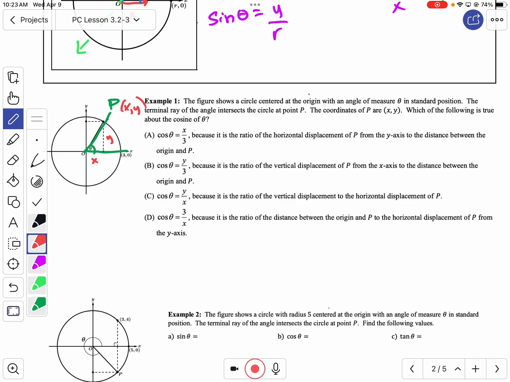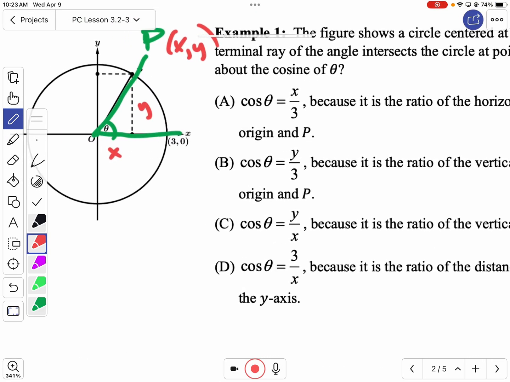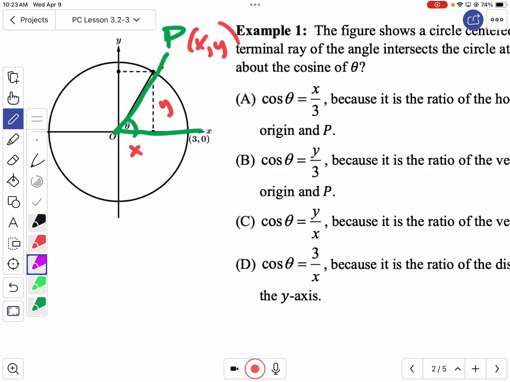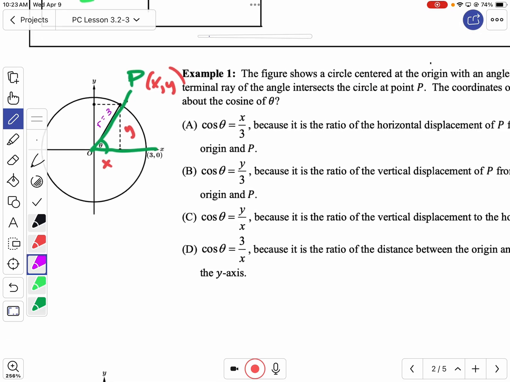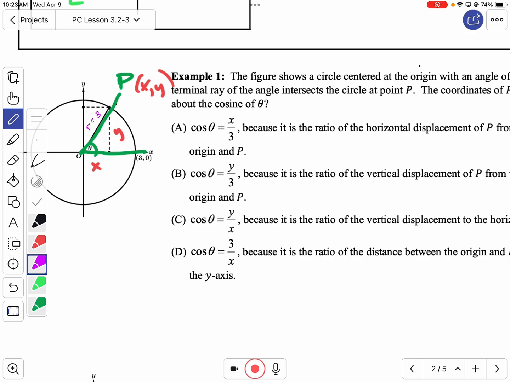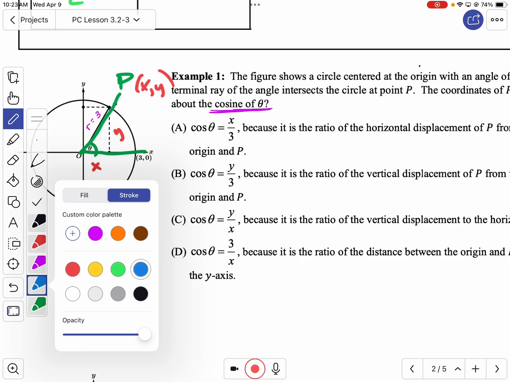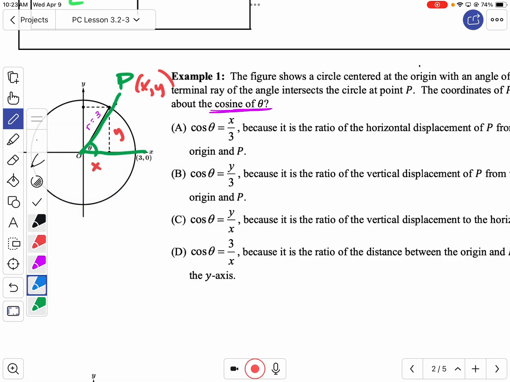What did it tell me the radius of my circle was if I look really close in there? It's 3. So that means my hypotenuse is 3. They told me the radius was 3 if I look in the circle. And it's asking me about the cosine. If I'm thinking my right triangle, the cosine of theta would equal adjacent over hypotenuse, which would be x over my radius, which was 3.